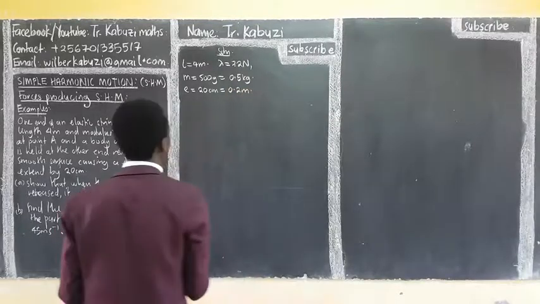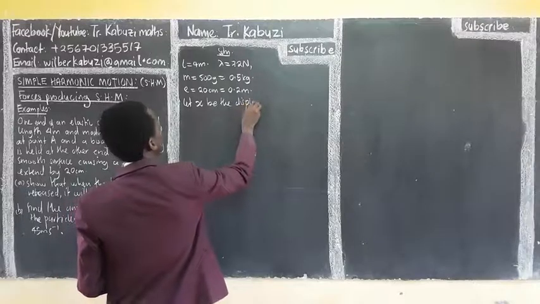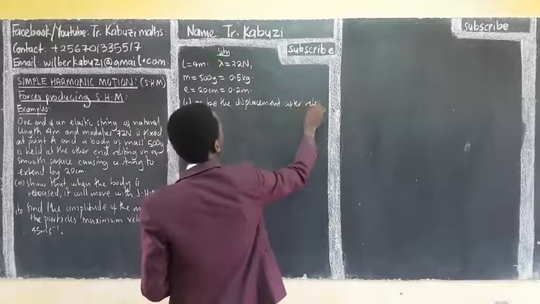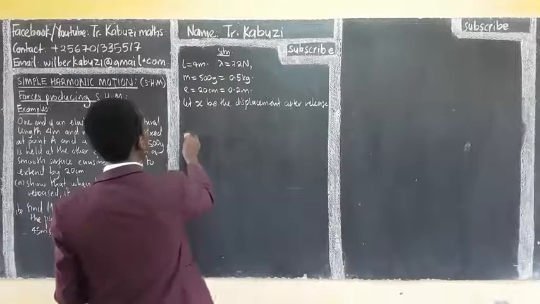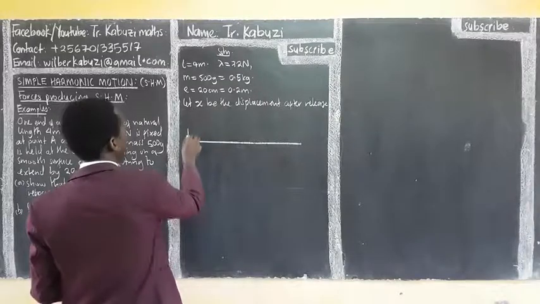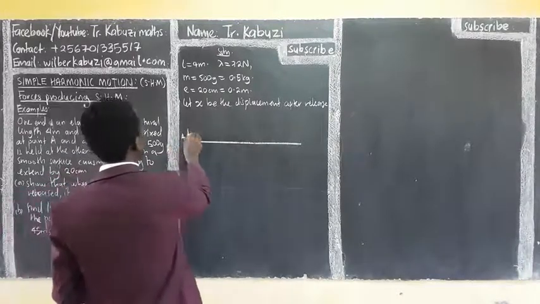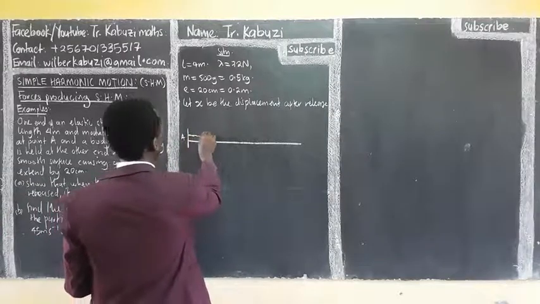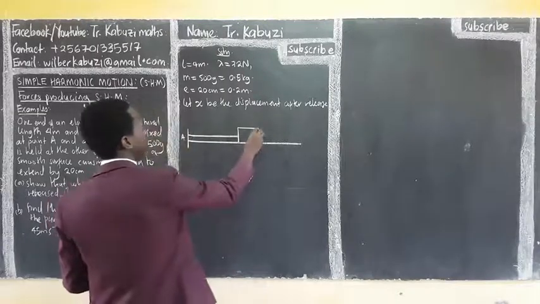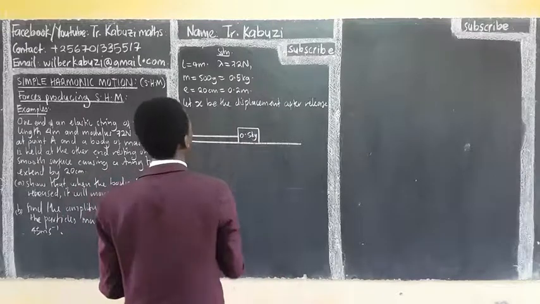So this is the extension, but we don't know the displacement. So we say let x be the displacement after release. To illustrate that, I have my string, fixed at one end A, and at the other end we have the body of mass 0.5 kilograms.